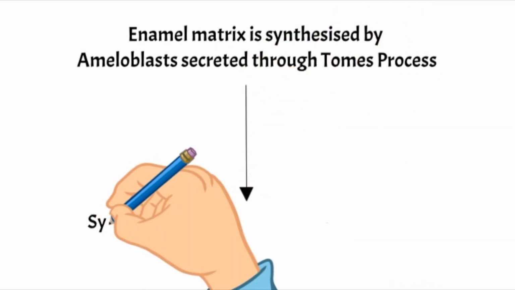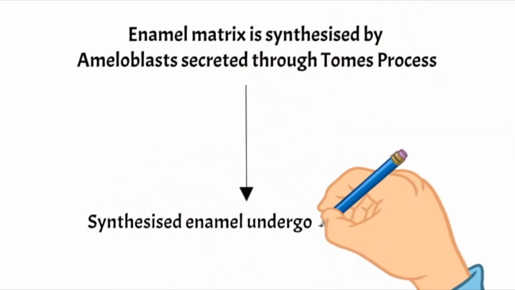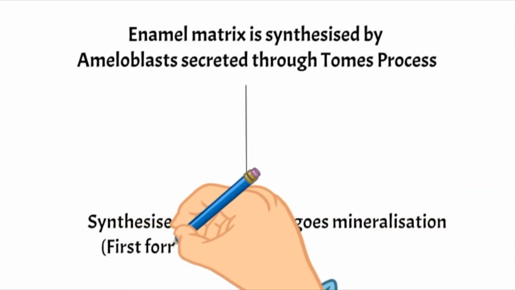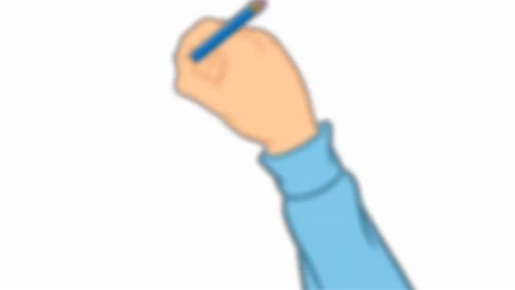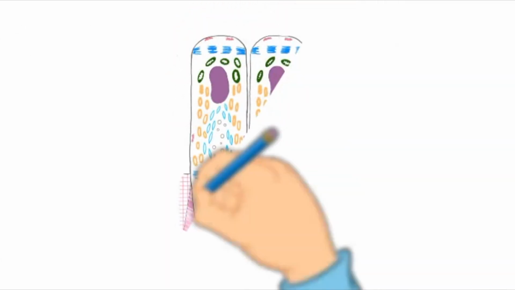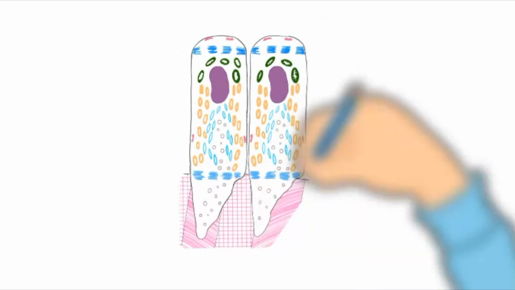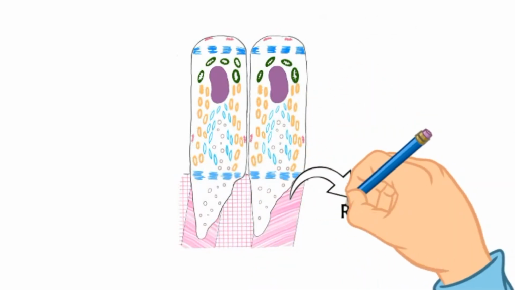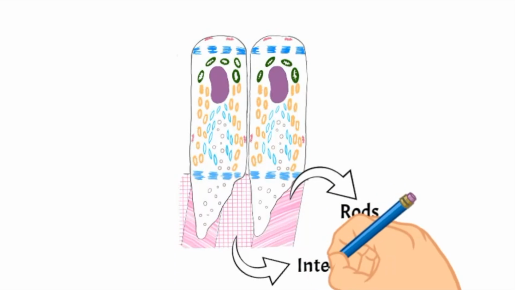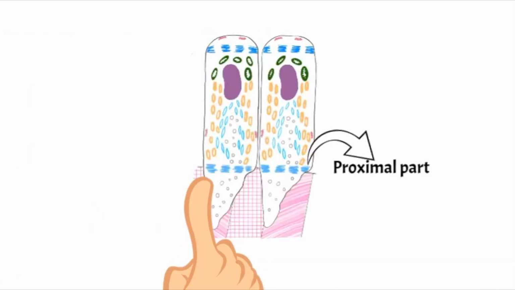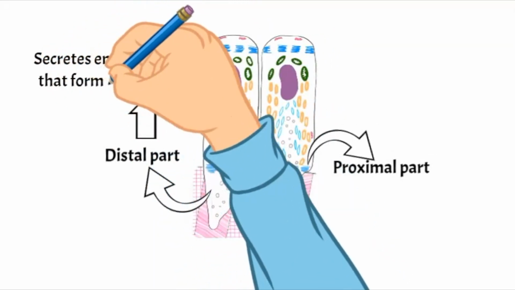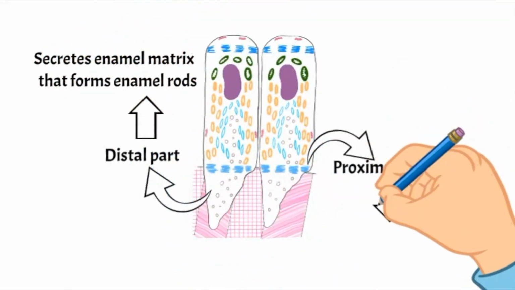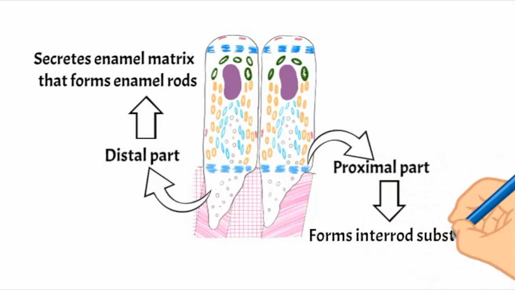Once enamel matrix is synthesized, it undergoes mineralization. However, the first formed enamel does not contain any rods. As the enamel matrix synthesis continues, the Tome's process increases in length. Remember that the rod and interrod substance is due to the presence of this Tome's process. The distal end of Tome's process secretes the enamel matrix that forms enamel rods, while the proximal end of the Tome's process forms the interrod substance. Thus, rods and interrod enamel are formed.